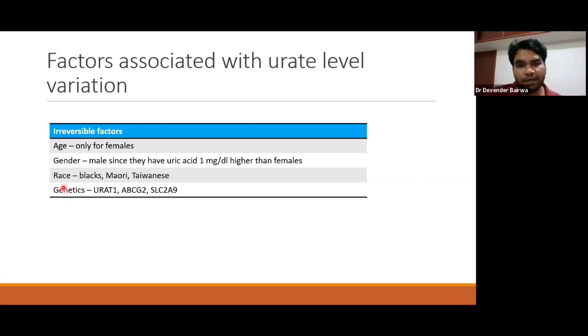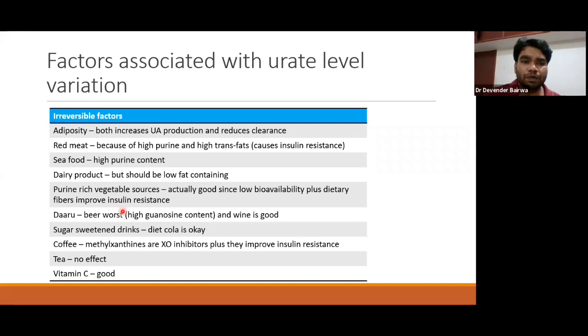Then some races, in general, can have high levels of uric acid, including blacks, Maori people, and Taiwanese people. Urate 1, ABCG2, SLC2A9, all these proteins can have single nucleotide polymorphisms, and mostly these races have this kind of polymorphism, and that is how they have a difference in their levels of uric acid. Coming to other factors, adiposity increases uric acid production as well as reduces clearance of uric acid.